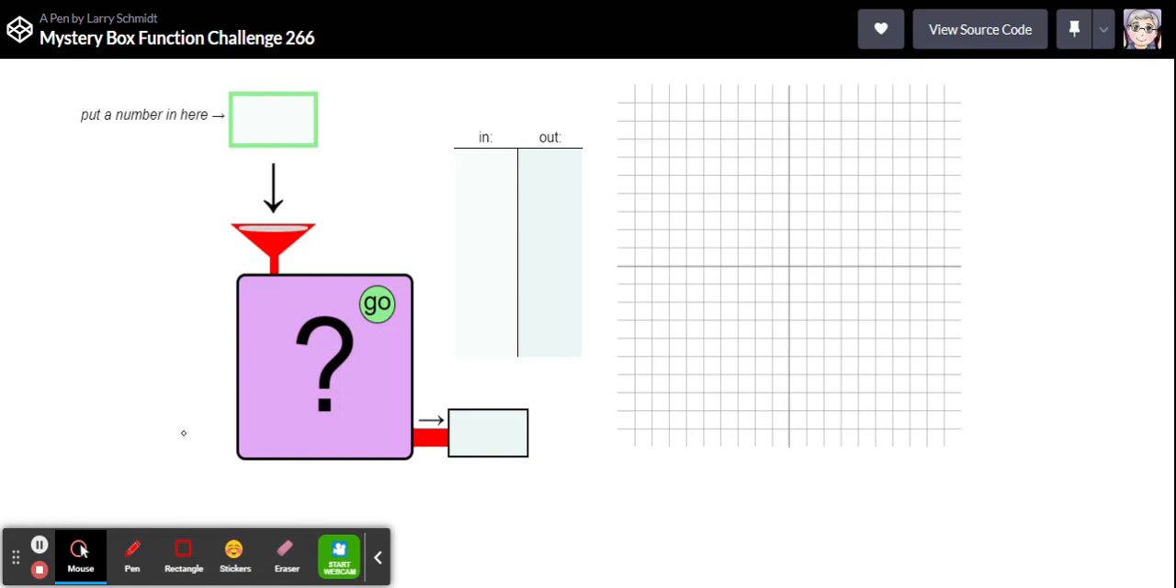In the purple mystery box there is some math and your challenge is to figure out what it is. If you'd like to try this out, you can use the link in the description, and when you've got an idea, come on back and see if we get the same thing.